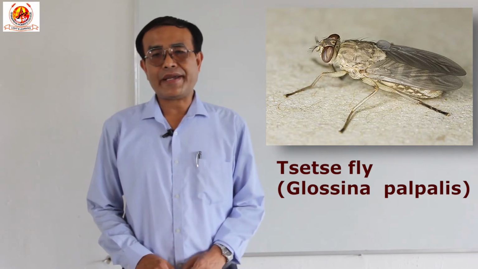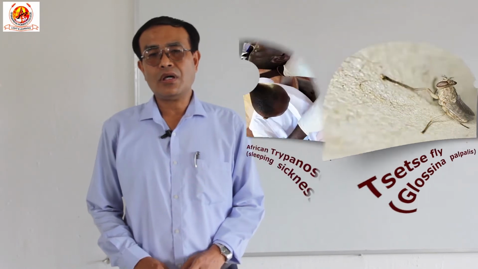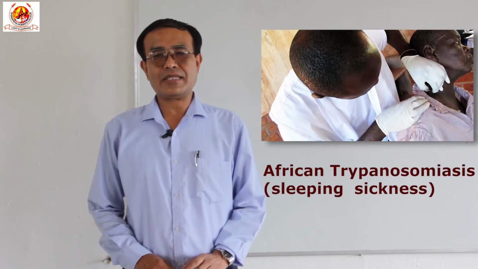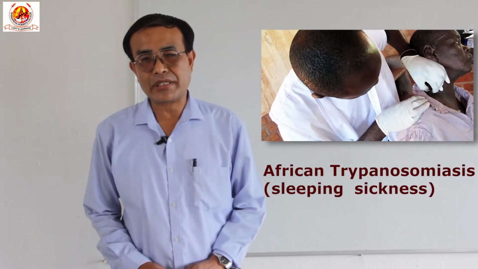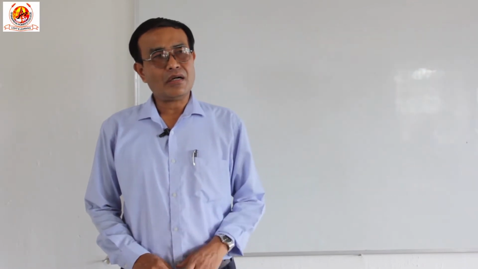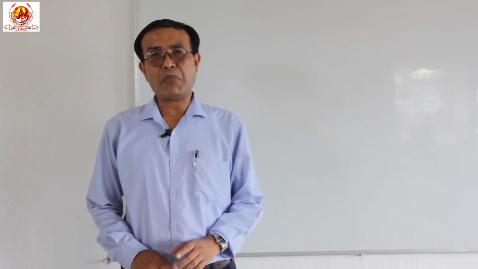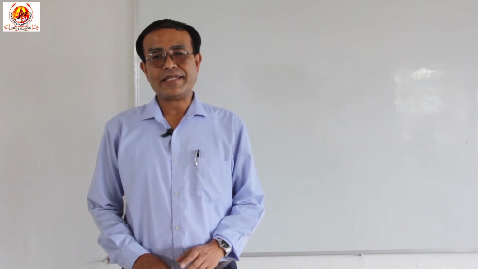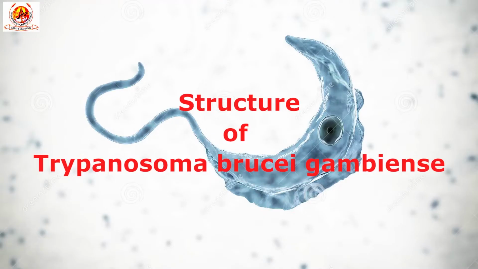This parasite causes a disease called African trypanosomiasis, commonly known as sleeping sickness, and it is mainly found in the western and central parts of Africa and some other tropical countries. Let me explain the structure of Trypanosoma brucei gambiense.